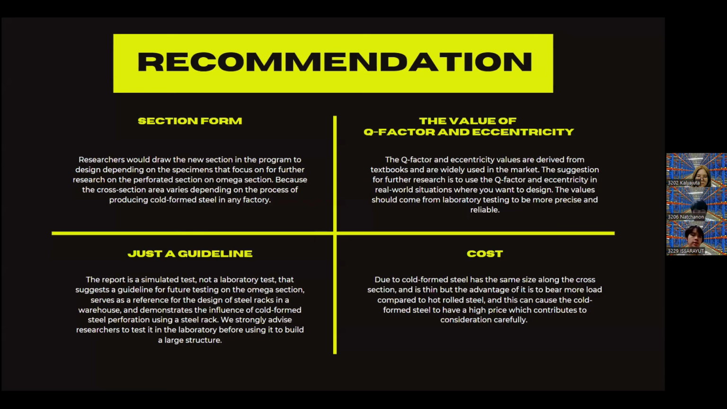And the last part is the recommendation. The first one is the section form. Researchers should draw a new section in a program, deciding depending on the specimen, to focus further research on the omega section, because the cross-section area varies depending on the process of producing cold formed steel in any factory. The second one is the value of the Q factor and eccentricity.